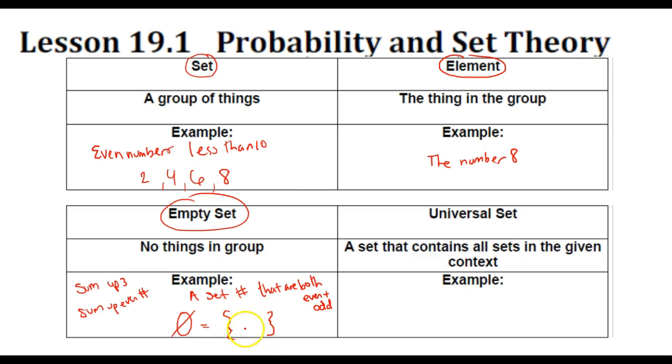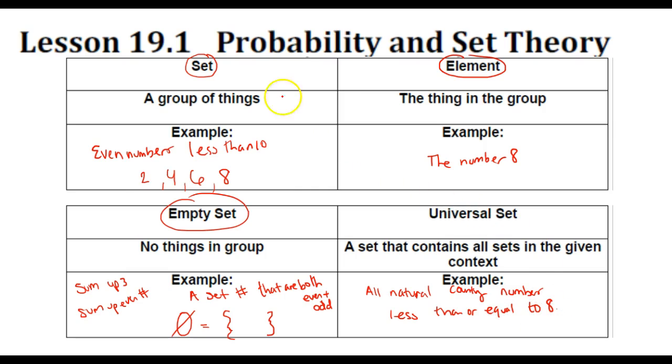There's nothing there. And last but not least, universal set. So universal set is a set that contains all sets in the given context. So for example, it could be everything that could happen. So let's say for example, all natural numbers, natural counting numbers, so not just numbers but counting numbers that are less than or equal to 8.